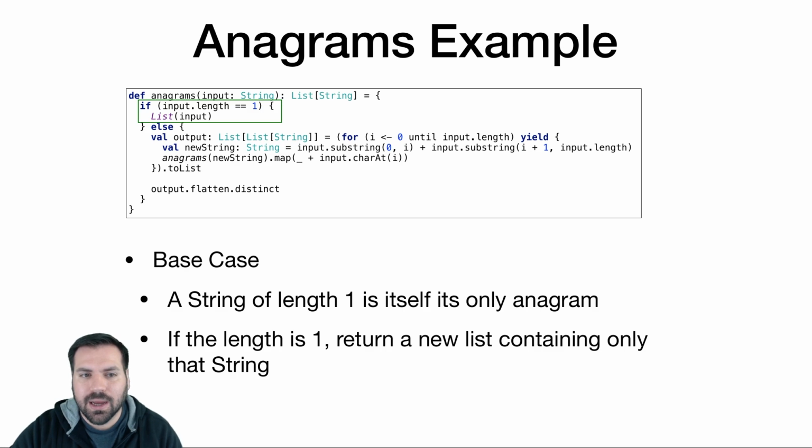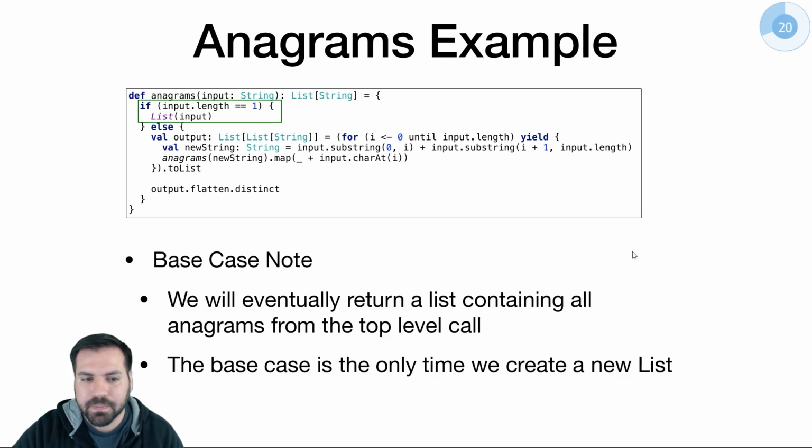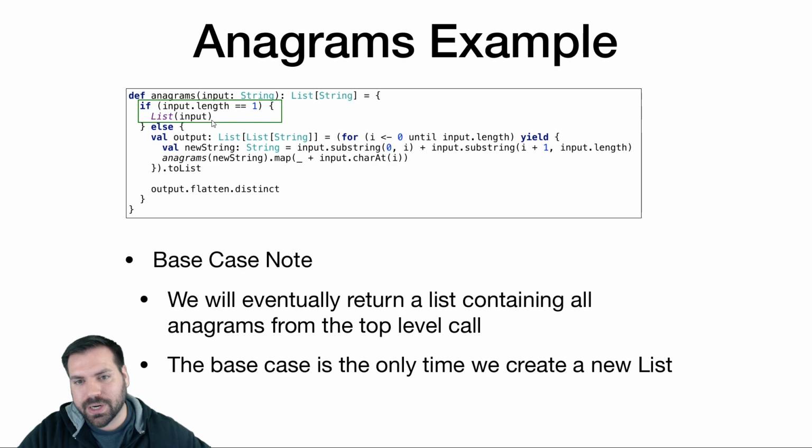Now we're going to write our recursive step. Oh yeah, sorry. Notice in here, this is the only time where we actually create a brand new list, by the way. And then as we return up the recursion, we're going to take that list and add more values to it, creating new lists with more values in them. That's the only time we create a list.